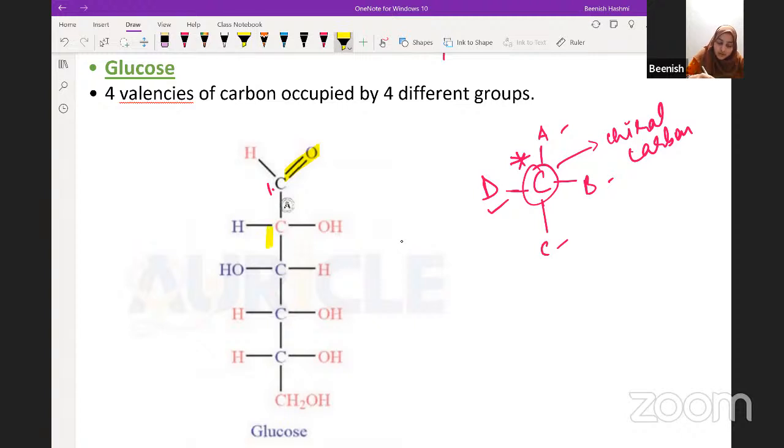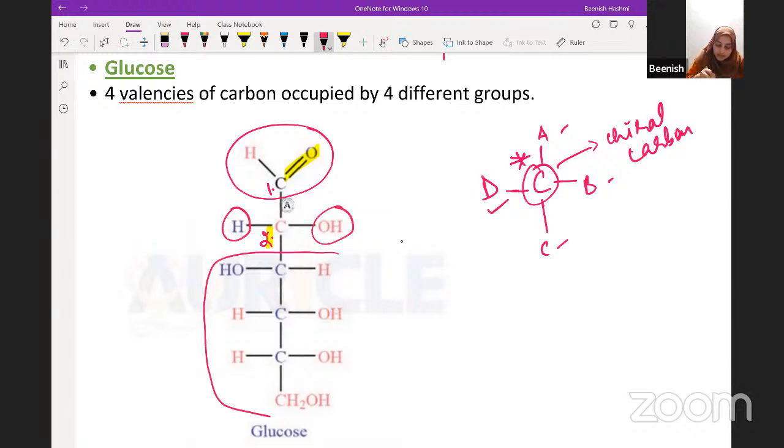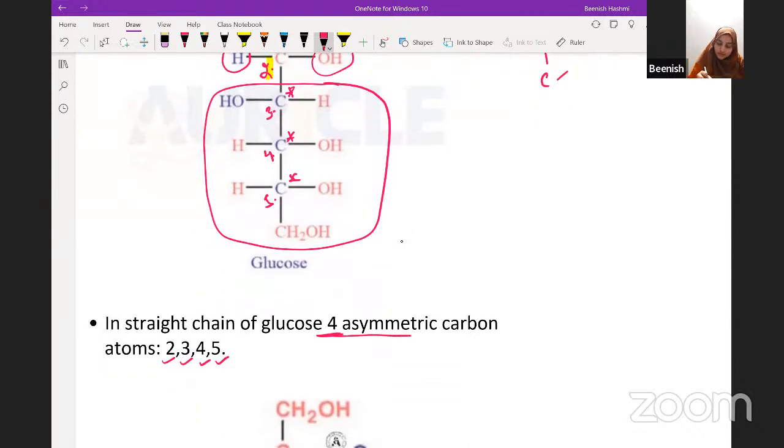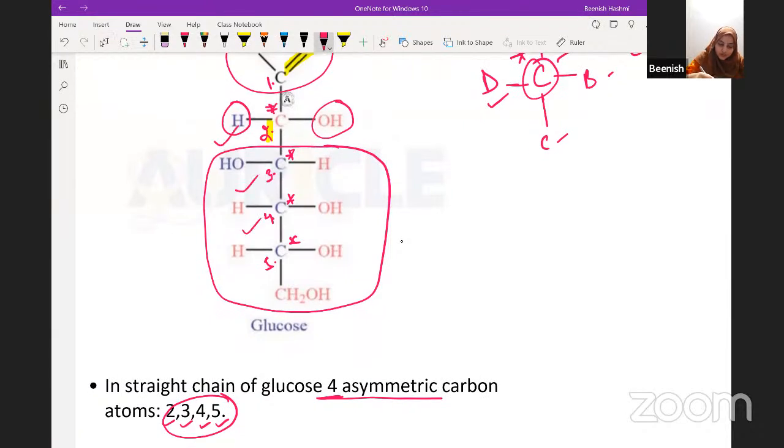Now carbon 2, this is carbon 2. As you can see here, this carbon 2 is a chiral carbon. You can see different groups attached. This is one group, this is the second group, this is the third group, and this is the fourth group. So your second carbon is a chiral carbon. Similarly, your third carbon is a chiral carbon, your fourth carbon is a chiral carbon, your fifth carbon is a chiral carbon. So you have 1, 2, 3, and 4 asymmetric carbon atoms, which are 2, 3, 4, and 5. You can see 2, 3, 4, and 5.